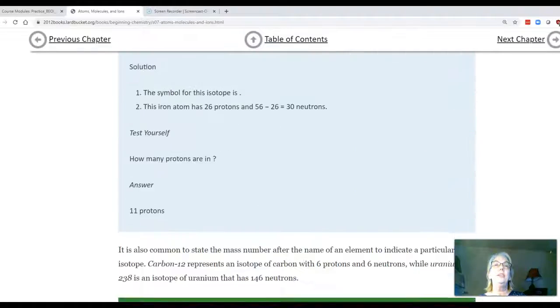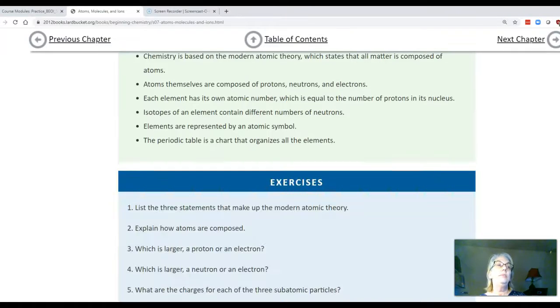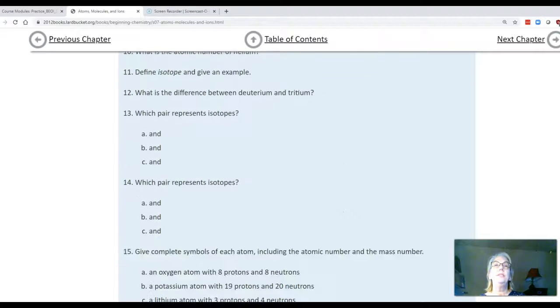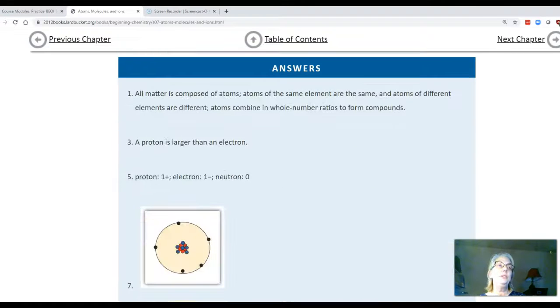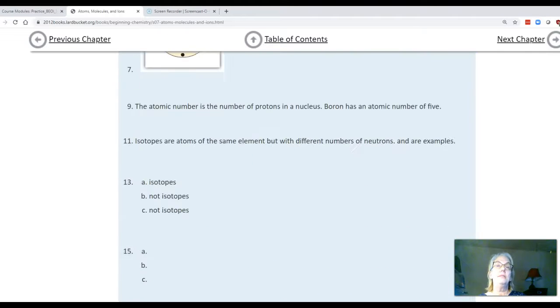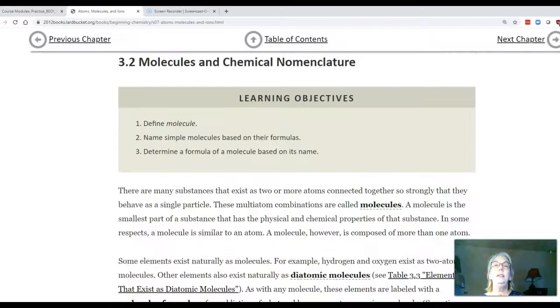So they're going to talk to you about the periodic table here. There's some exercises to do to get used to the periodic table, so do those. Remember, these are not the ones that we turn in, but these are really important so you understand the topics as you go along, and there's answers at the end. So they're going to explain the basics of elements and the periodic table.